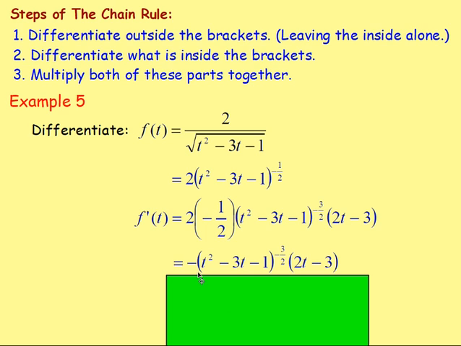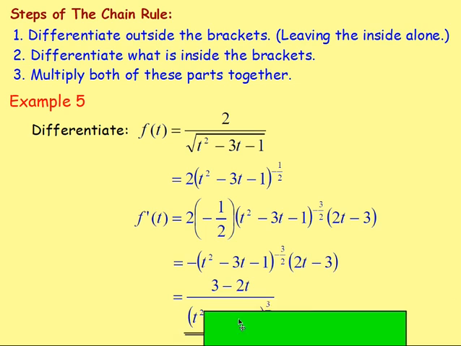From there, you're best rewriting this part with a positive index, so the t squared take away 3t take away 1 to the power of negative 3 over 2, move that to the bottom of the fraction, so that would become to the power of 3 over 2. And if you multiply the 2t take away 3 with the negative, you could just leave it as negative bracket 2t take away 3, or you could multiply it out, and that would give you a negative 2t and a positive 3. Rewrite it with a positive first of all, so I've got 3 take away 2t. And as I said, this part here with the t squared would go to the bottom, and the index would change from a negative to a positive.